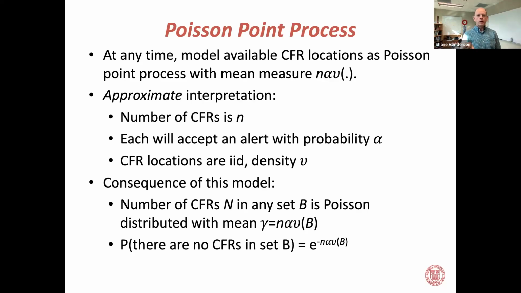Okay, and that means that we can compute the probability that there are no volunteers in that set, and that is this e to the negative whatever, right? This is just a Poisson probability of seeing 0 events. So these kinds of calculations are easy and standard once we have the raw ingredients N, alpha, and nu.